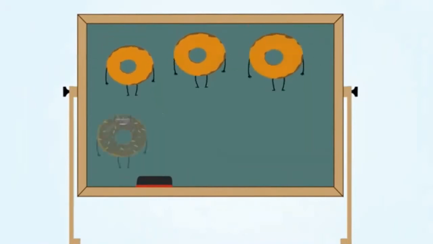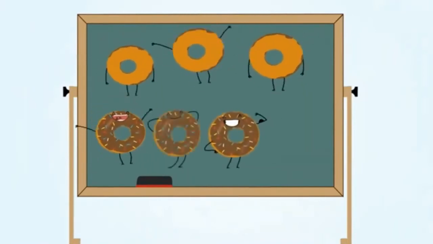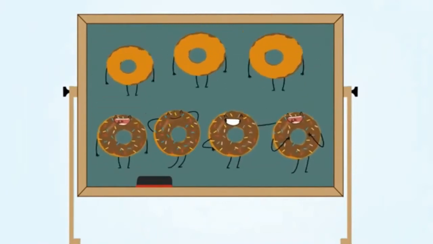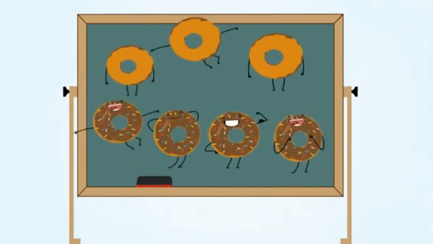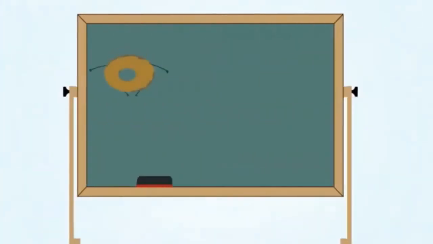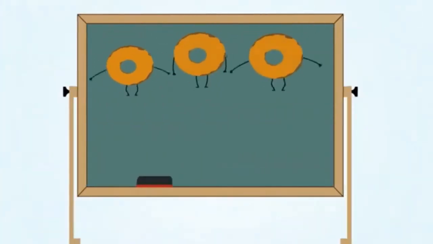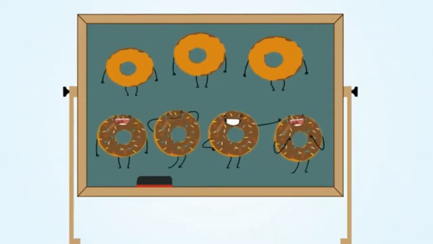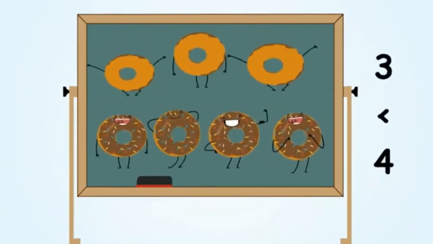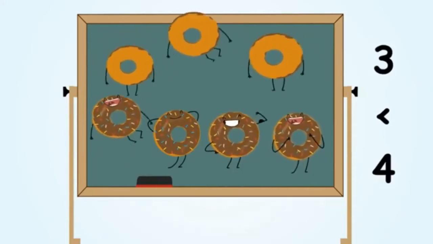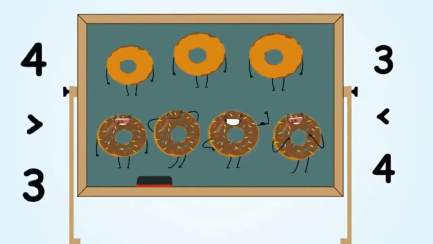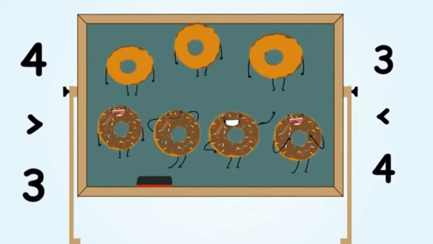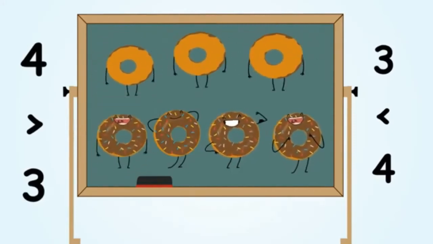1 donut, 2 donuts, 3 donuts. Oh, 1 chocolate donut, 2 chocolate donuts, 3 and 4 chocolate donuts. So we have 1, 2 and 3 plain donuts and 1, 2, 3, 4 chocolate donuts. So 3 is less than 4. Or 4 is greater than 3. Both things apply here. Less than and greater than.